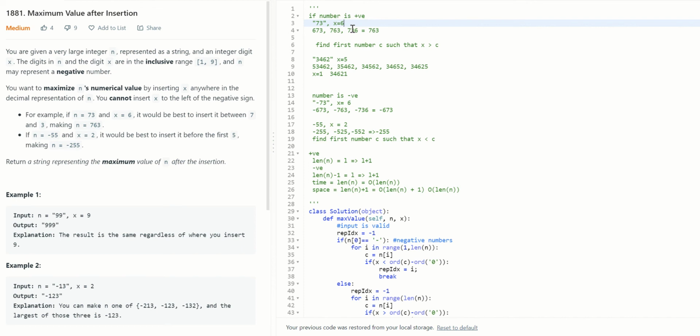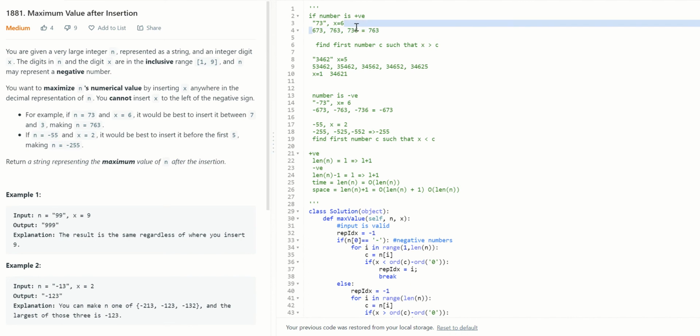How many places could the 6 be inserted? I have a little formula here. If the number is positive, and we call the length of n L, then we have L plus 1 positions where we can insert x. If the number has length 2 digits, then you can have 3 inserting positions. 6 can be inserted before 7, after 7, and after 3. So that means 3 positions.